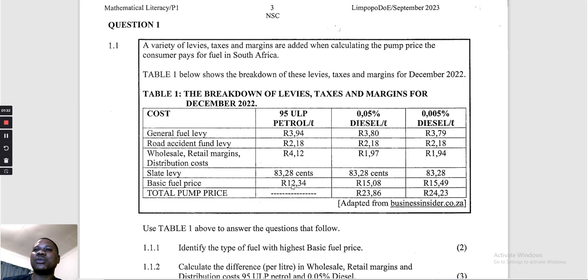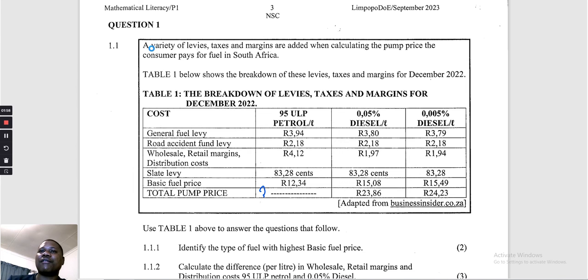As you can see, we are not given how much is the total for the 95 ULP pump price. We don't have to do anything, we just go straight to the question to see what they are asking. Don't calculate it because you haven't been asked, your questions will tell you what is happening with that.